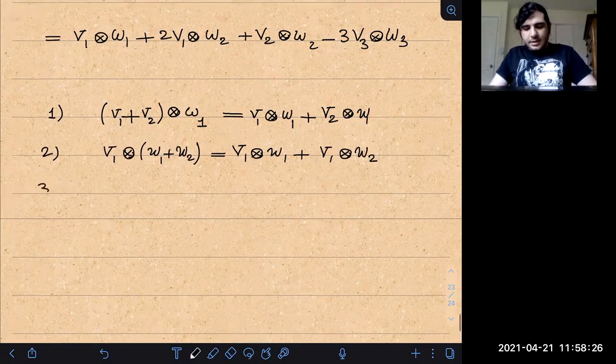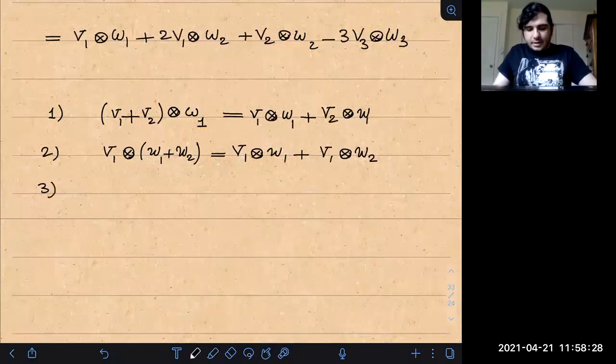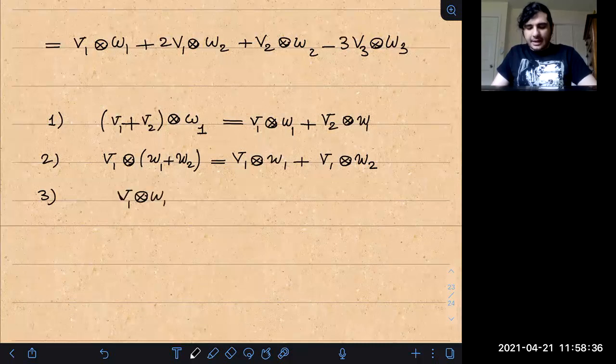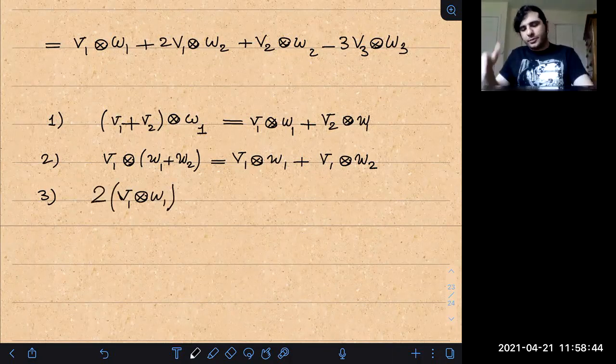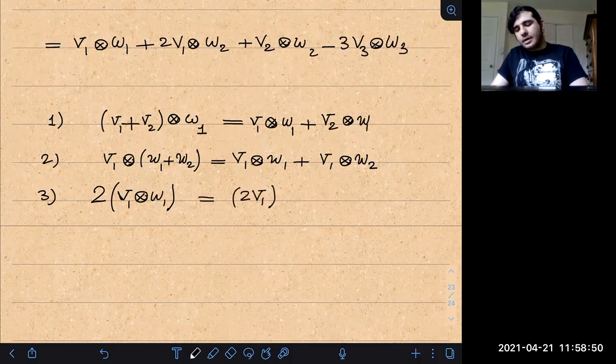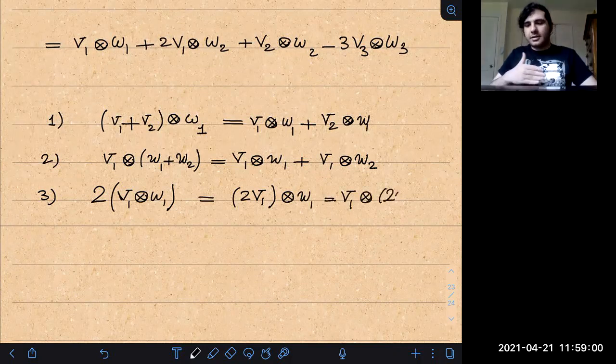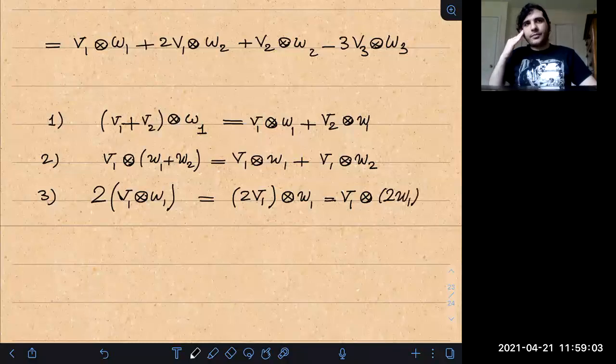The third one is about scalar multiplication. So if I multiply V1 tensor W1, the whole thing, by some number in the field, say we are looking at the field of real numbers, say I'm multiplying them by 2. It is equal to multiplying V1 by 2 and tensoring the result by W1, or multiplying W1 by 2 and then V1 tensor that. They are all of them supposed to be equal.